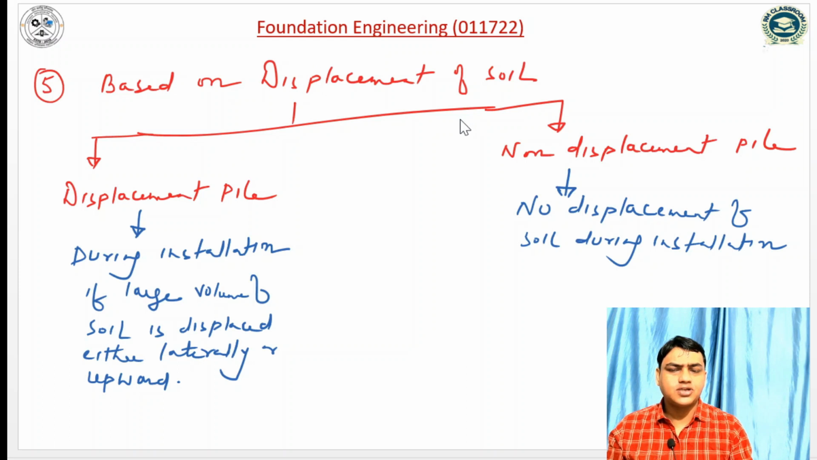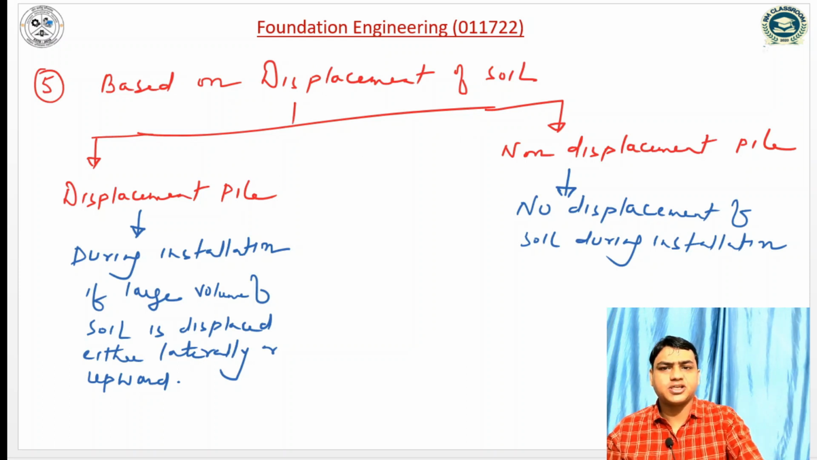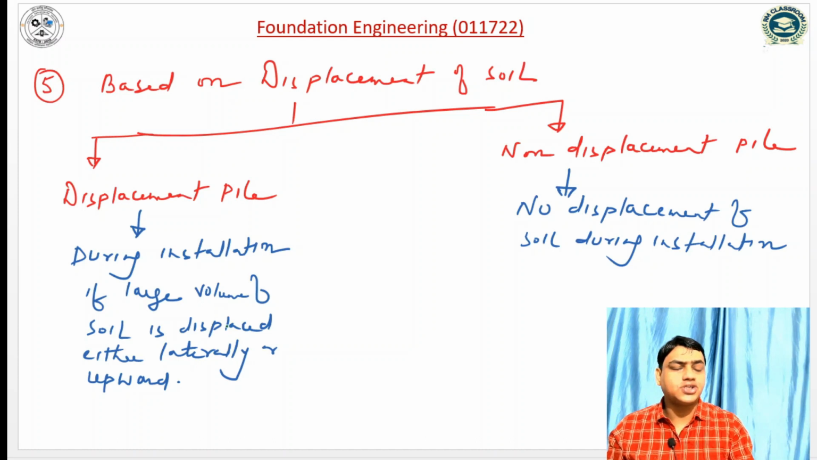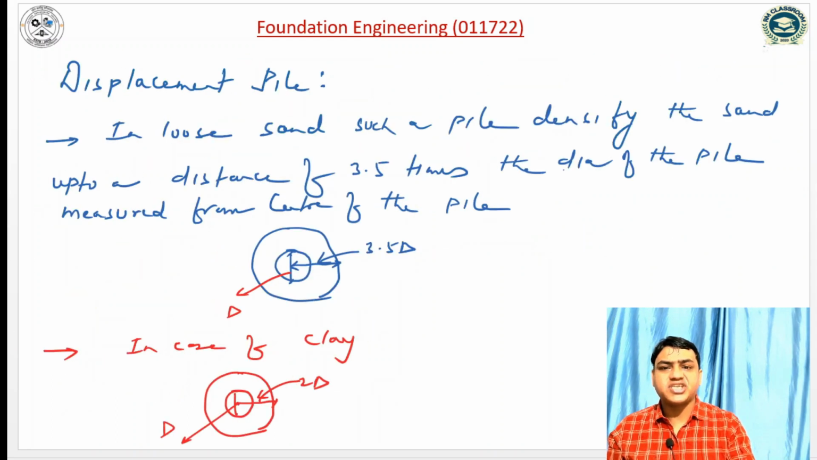Based on the displacement of soil, there are two types of pile: displacement pile and non-displacement pile. In a displacement pile, during installation, if a large volume of soil is displaced either laterally or upward, then such type of pile is called a displacement pile. In a non-displacement pile, there is no displacement of soil during installation. In displacement pile, in case of loose sand, if d is the diameter of the pile, the lateral displacement is 3.5d. And in case of clay, the lateral or upward displacement is 2d, where d is the diameter of the pile.